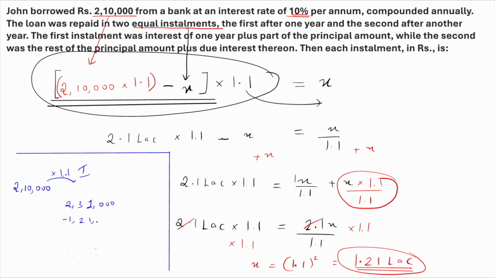So subtract 1,21,000. And now for the second year, your principal is 2,31,000 minus 1,21,000. This is 1,10,000. This value increases by 10% in the second year. And now the total amount due is 1,21,000 only. This is your second installment. So this is getting paid off. And now amount left is 0.